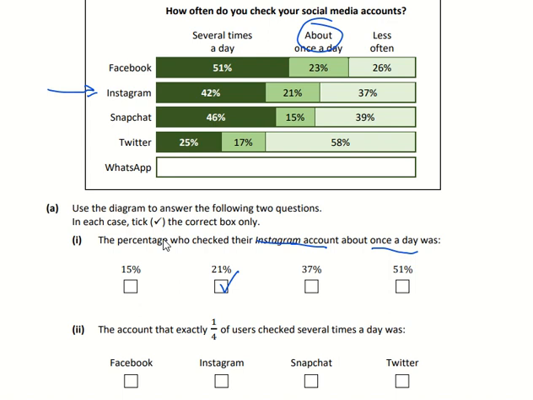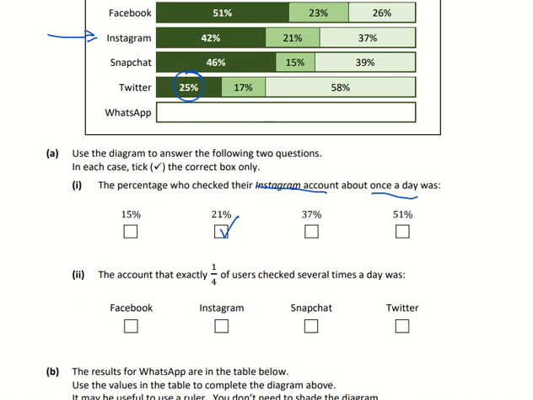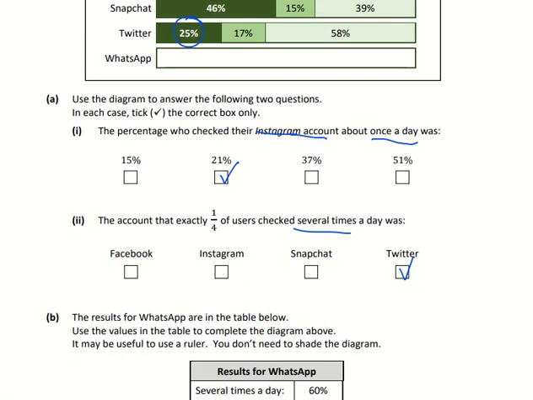The account that exactly 1/4 of users check several times a day, well, they're all in percentages up there, and we know that 1/4 is 25%. Therefore this is the one that it's going to be, so it's Twitter and several times a day. Several times a day is in the question anyway. Twitter then is all, we just need to tick.